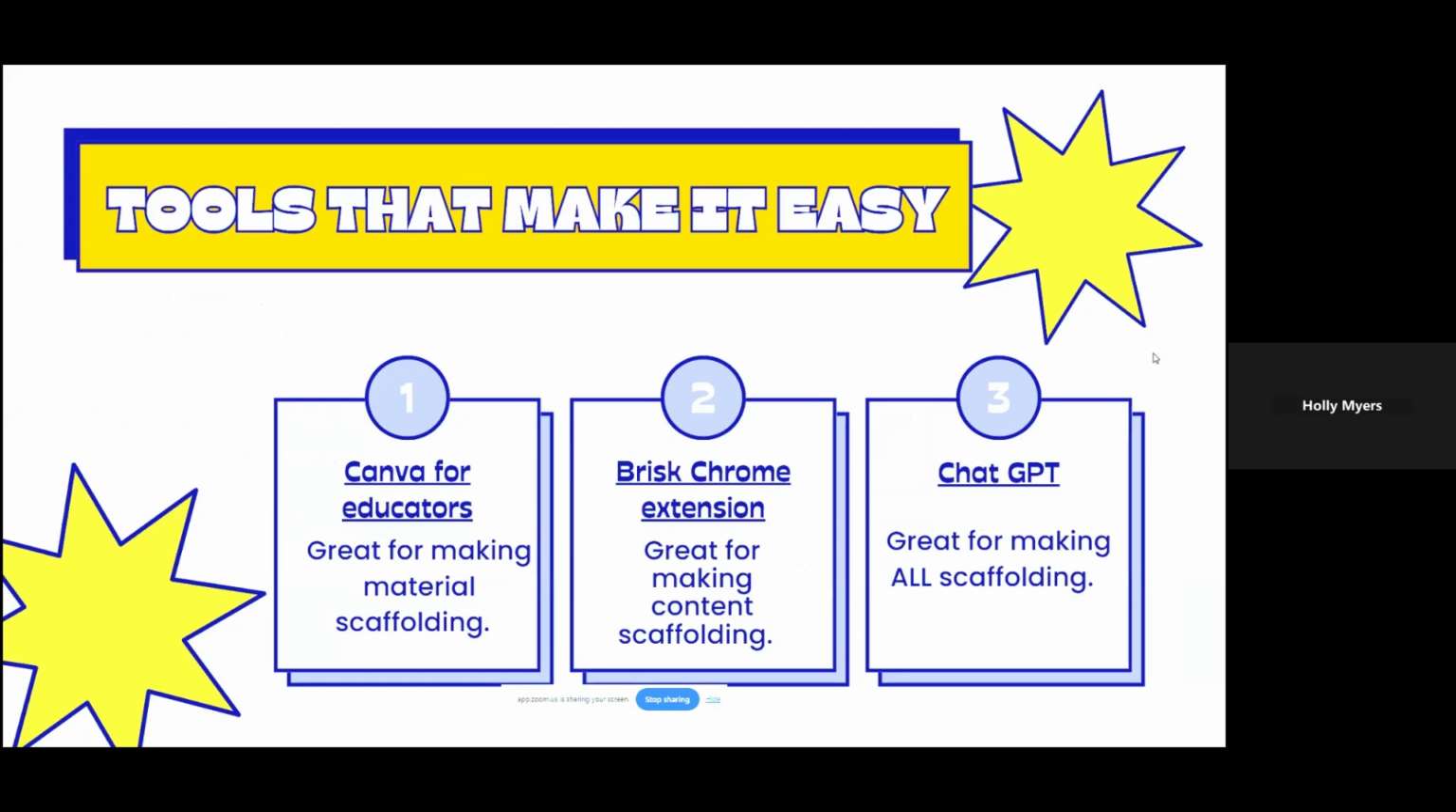All right, these are my 3 favorite tools to do this in. In fact, the PowerPoint that you guys are currently looking at came from Canva for educators. I think they're great for making material scaffolding. Then the Brisk Chrome extension is great for making content scaffolding. And I'll be honest with you guys, ChatGPT is like my big friend when it comes to making any form of scaffolding, and I'm going to show you guys how that works. If you download the PDF of this, those are all links, so you can click on those links and it'll take you directly to it.